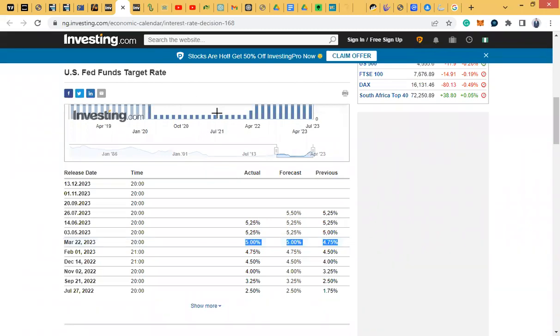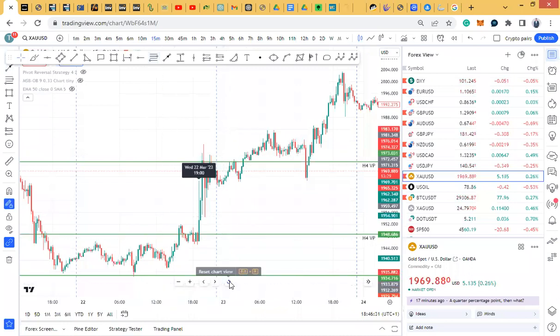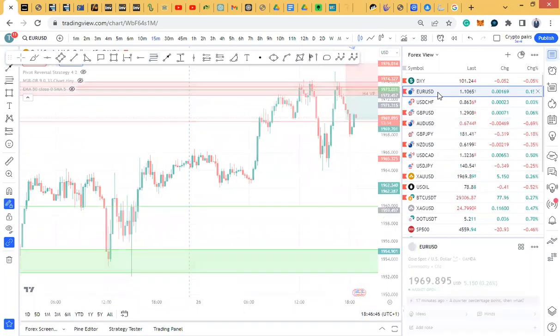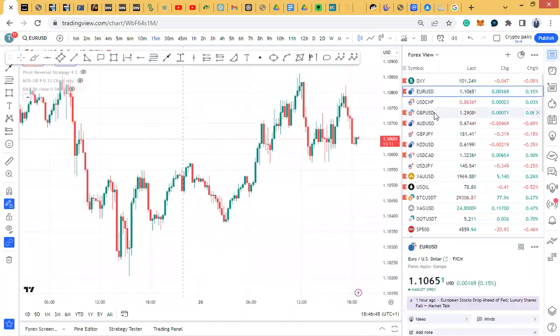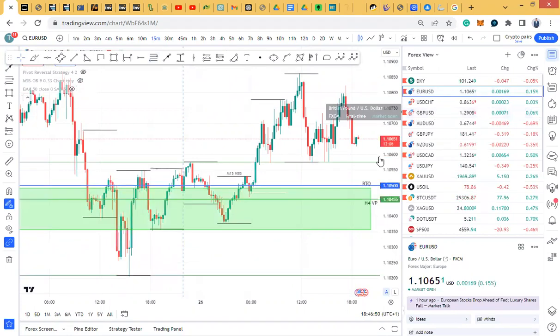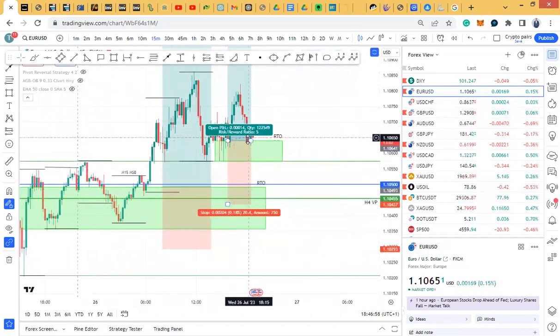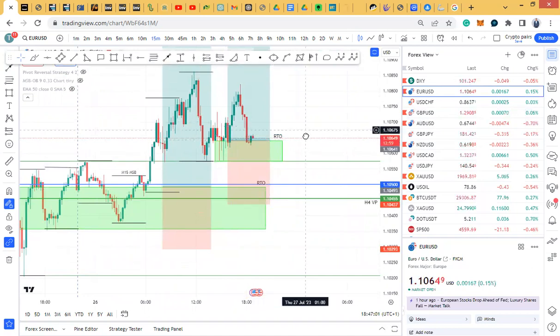Is primarily common sense. If the actual turns out to be 5% interest rate in the United States, I'm buying. I'm buying risky assets. I'm buying gold. I'm buying EURUSD. I'm buying GBPUSD. I'm buying AUDUSD. Risky assets. I'm not buying safe havens. And based on what I see here, EURUSD still came back to my order block.